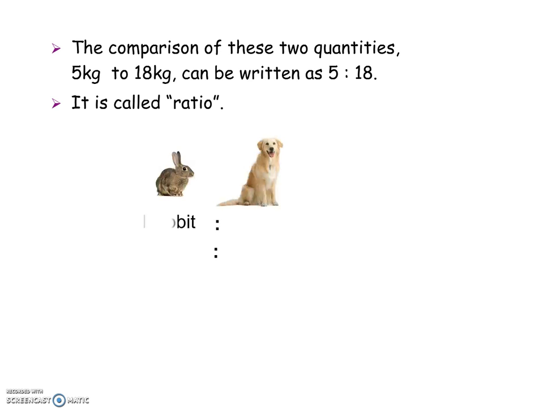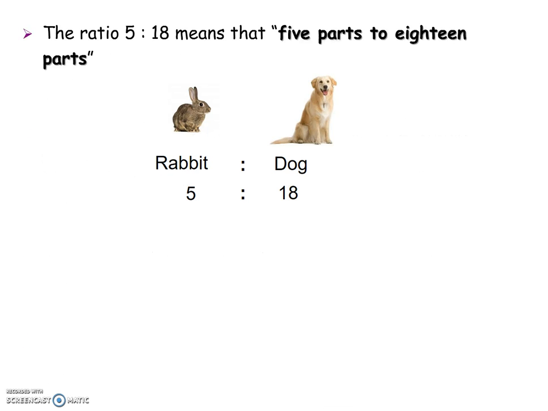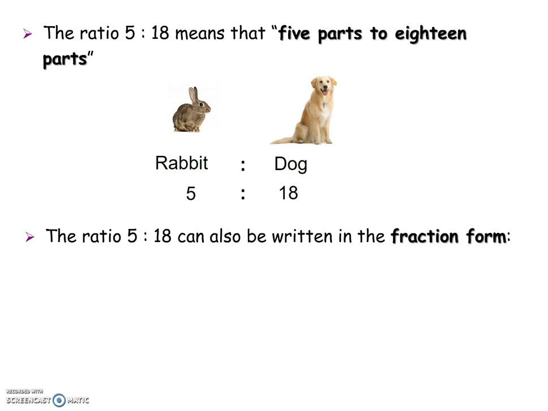So the ratio of the rabbit and the dog is written as 5 colon 18. Now, the ratio 5 to 18 means 5 parts to 18 parts. The ratio 5 to 18 can also be written in fraction form, 5/18.